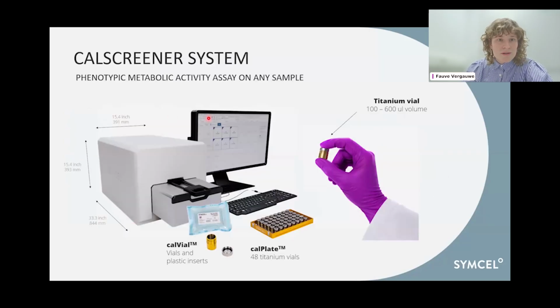So this is our calScreener system. It enables us to measure metabolic activity in virtually any sample type. So we use this 48 well plate with titanium vials, and inside of these vials we have plastic inserts that fit in there perfectly to measure your sample, which are disposable, and the vials can accommodate a volume between 100 and 600 microliters.